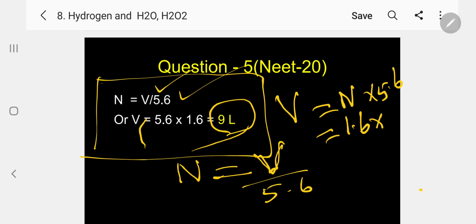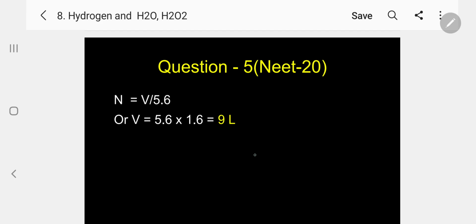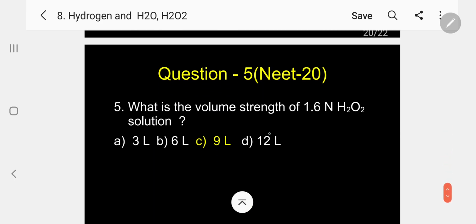So instead of that, if they are asking volume, simply the strength will be given, you can calculate volume. If volume is given, you can calculate the strength. Please follow. Only these two types of questions will be asked in hydrogen peroxide.